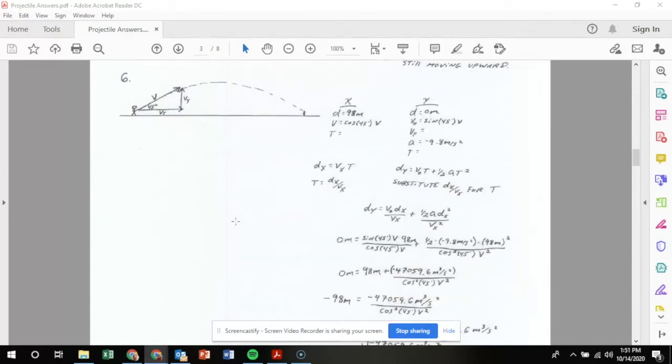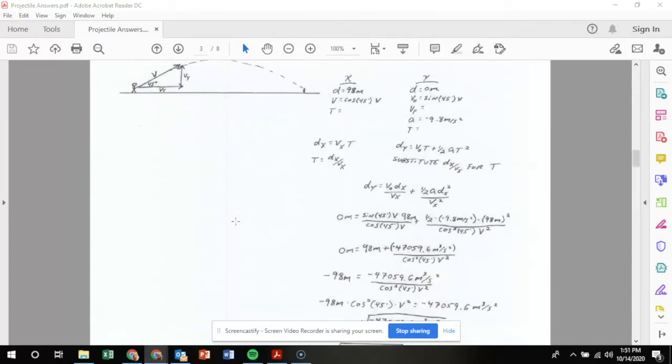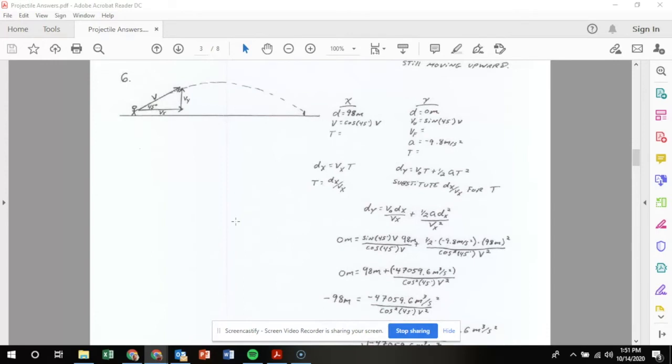Moving on to number 6. Number 6 is a tricky one. Not that the physics is all that tricky, but the math can be a little bit of a bear. So hopefully you can follow along with me.